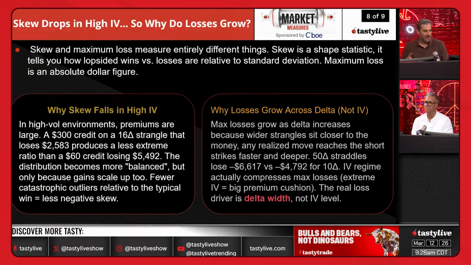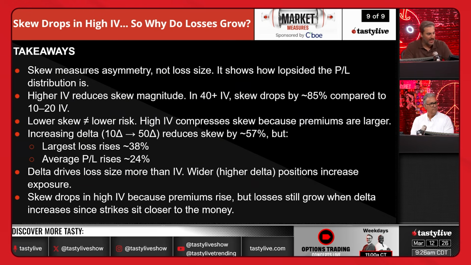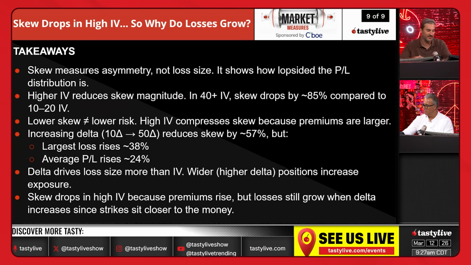Good. Couple takeaways, and we'll get to the boys on the trade desk. Skew measures asymmetry, not the loss size. It shows how lopsided the P&L distribution is. It tells you where the risk is priced in. Higher IV reduces the magnitude of that skew loss. In a 40 plus IV range, skew drops by 85% compared to the 10 to 20 range. There's a lot more skew in a low volatility environment versus a high volatility. The distribution is much wider when volatility expands.